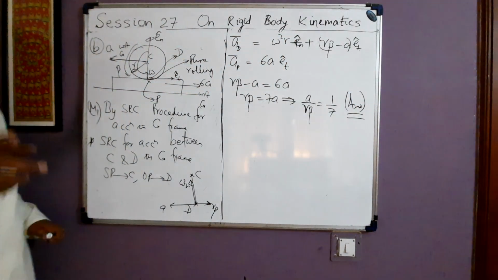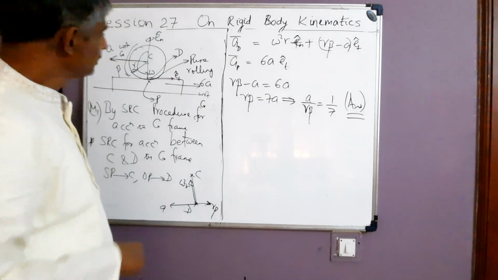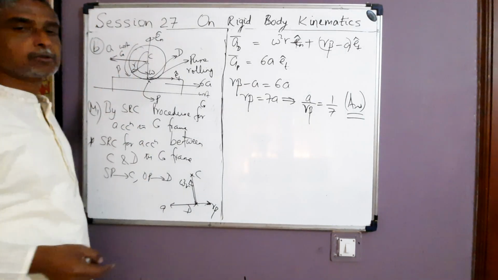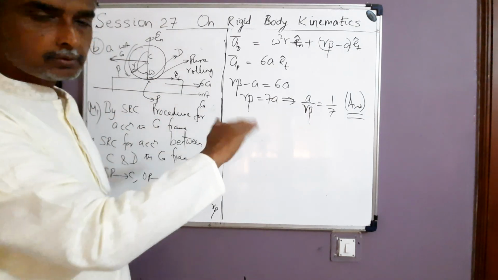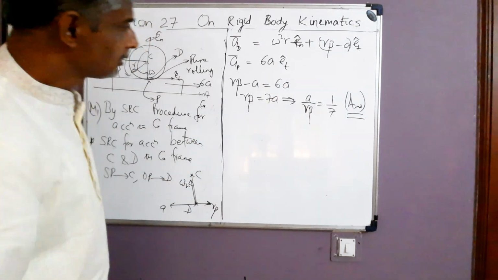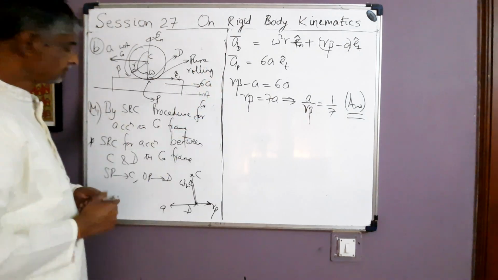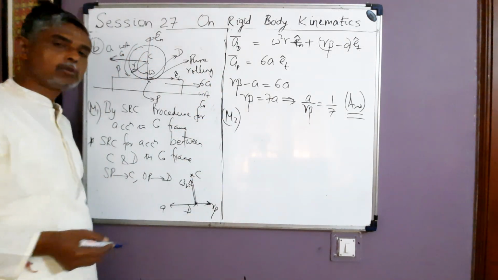Now again one point I have emphasized: since I have applied SRC for acceleration in the ground frame, all the omega and beta have to be taken with respect to the ground frame, and they are given in the problem, so there is no need of calculating them again because they are already given in the question. Okay, so this is one answer. I will solve this by method 2.